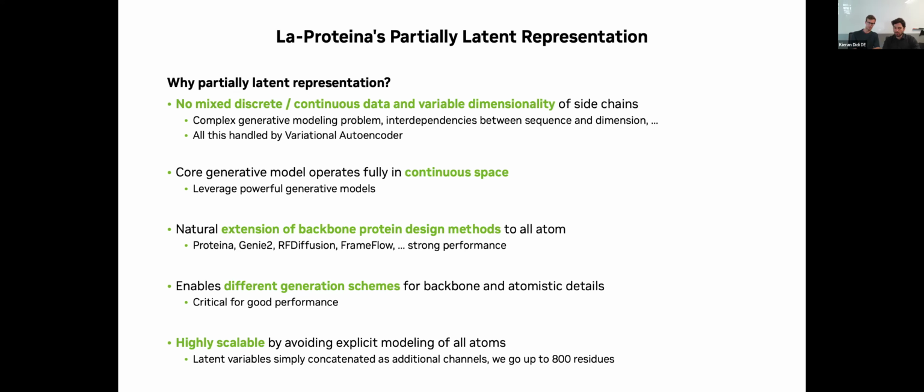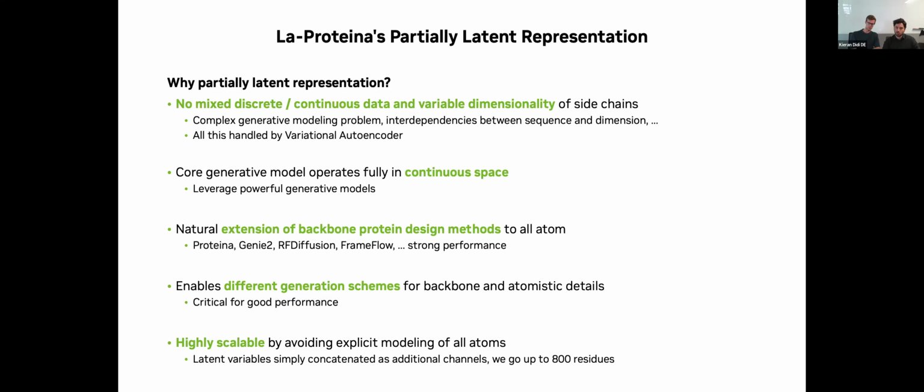Second, we see this as a very natural extension of backbone design methods. In our case, it's a pretty direct extension of Proteina. We produce the backbone as we did in Proteina, but in parallel, we also produce the latent variables that define all of the other atomistic details. And we know these backbone design methods actually have a very strong performance. Something we found critical was keeping the alpha carbons, or the backbone structure, at a coarse level and all other atomistic details separate. This is mostly because it enables the use of different schedules at generation time. We'll talk about this later, but this is critical.